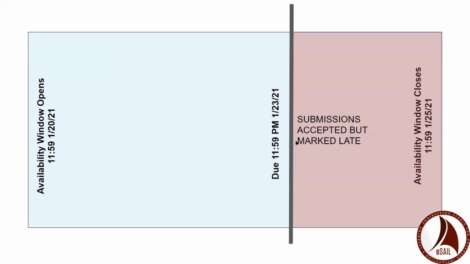A due date creates a window of time between the due date and the availability window closing where submissions are still accepted, but they are marked late. Obviously, if you do not put a due date, none of those submissions would be marked late. But if you do want to create that opportunity where students can continue to work, but their submissions are marked as late or penalized, you can do that by creating a due date.